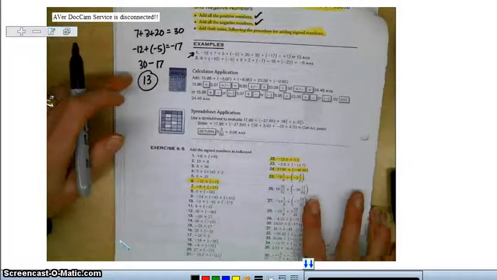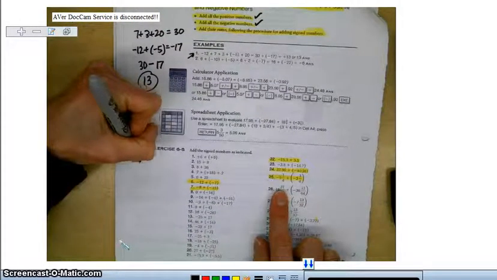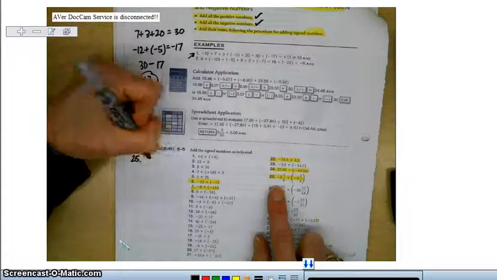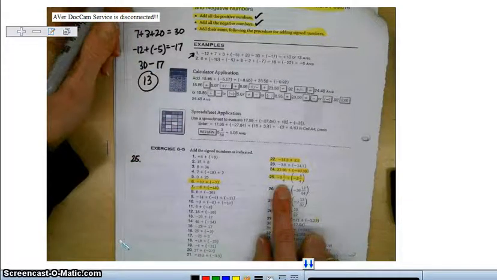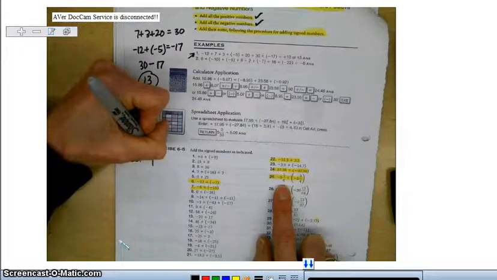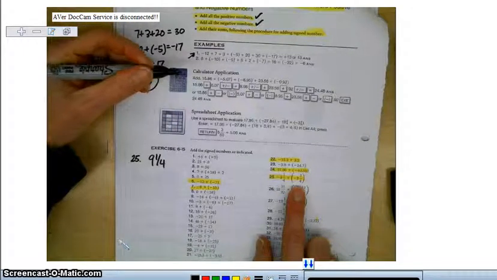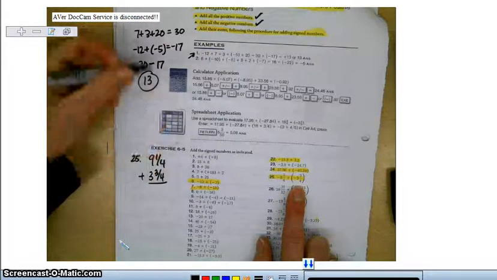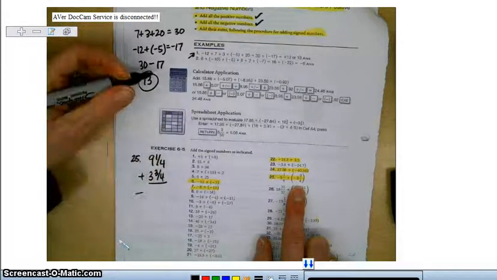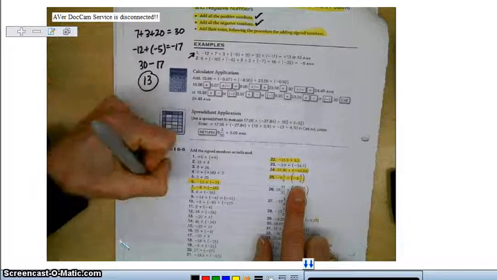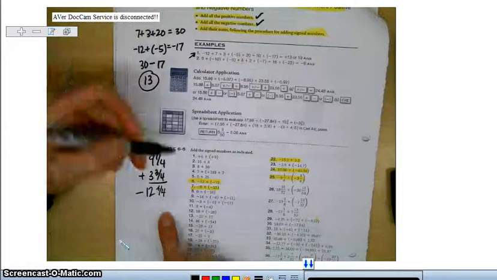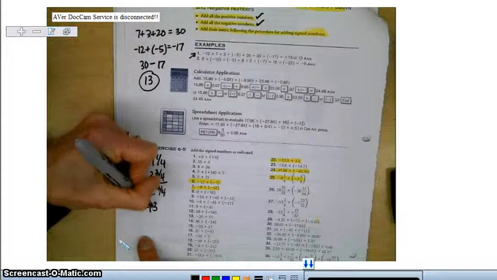So what about fractions and decimals? They're the same thing. So let's take a look at number 25 here. Number 25, I have a negative and a negative that are going to be added. So I'm going to add the absolute values. -9 1/4, the absolute value is 9 1/4. -3 3/4 has an absolute value of 3 3/4. I'm going to add those together, and then my answer is going to be negative. So 1/4 plus 3/4 is 4/4. 9 plus 3 is 12. 4 over 4 is the same as 1, so my answer is -13.